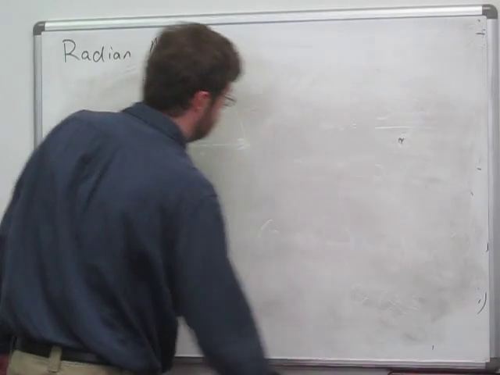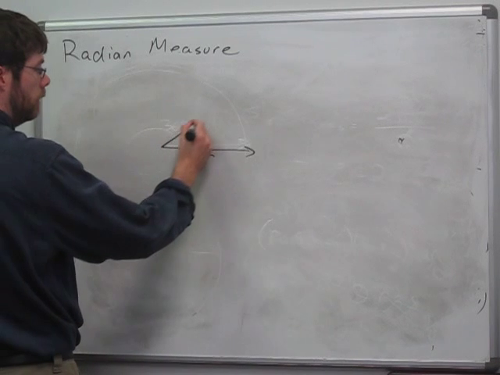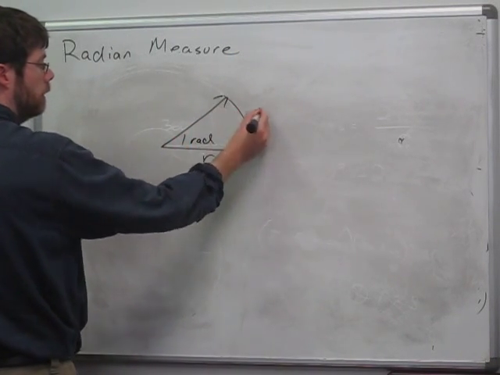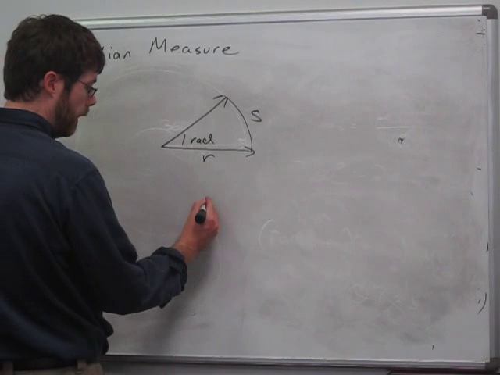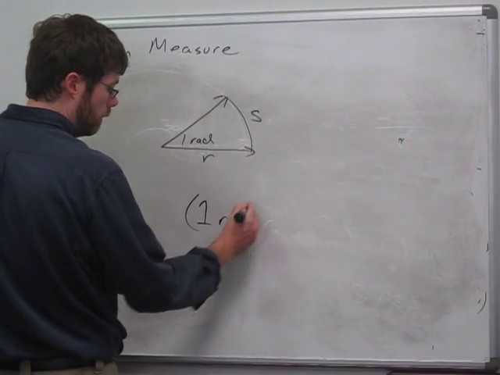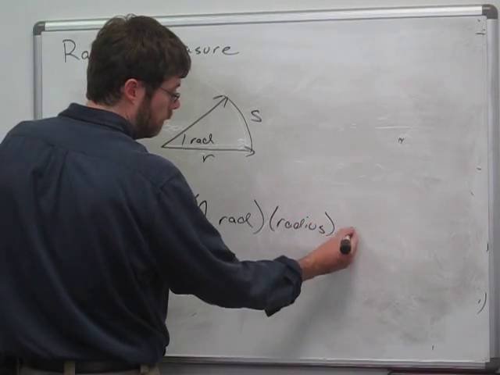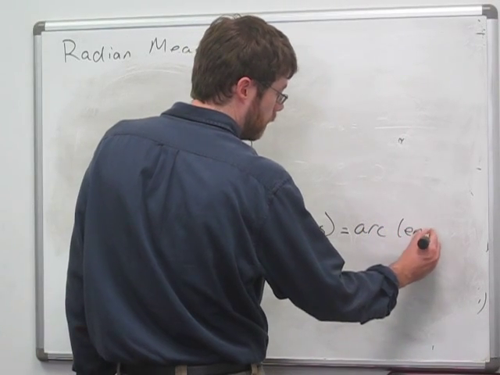One more example. Take a ray of length r, rotate it 1 radian. What is the arc length going to be? Well, now we look at the second formulation for the definition. We know that 1 radian times the radius is going to give us the arc length.